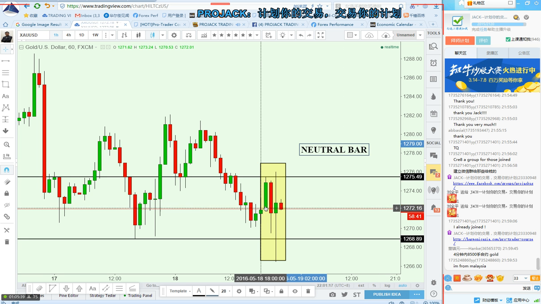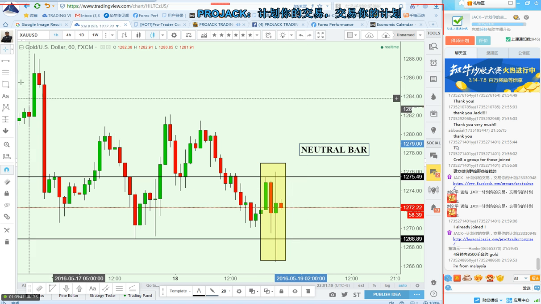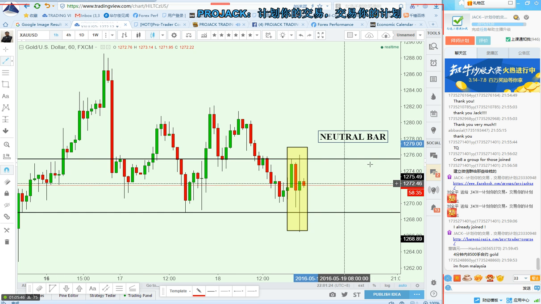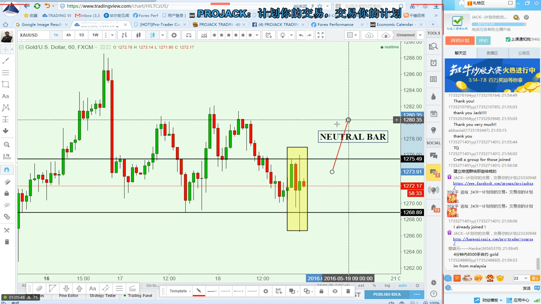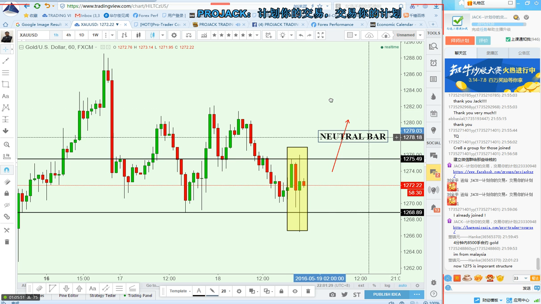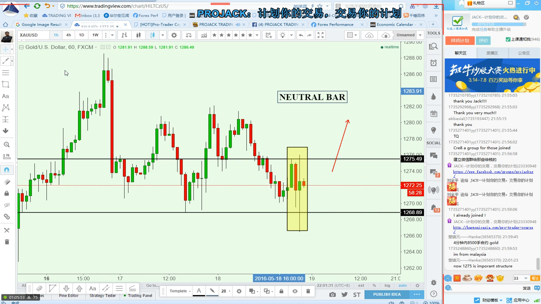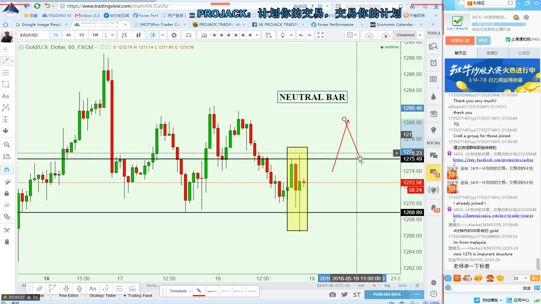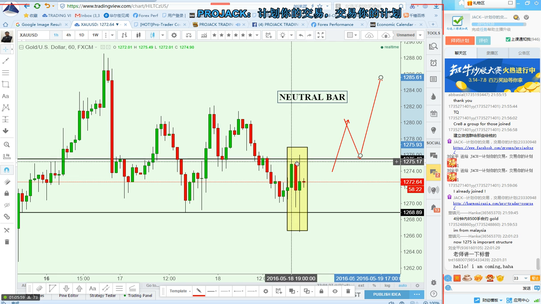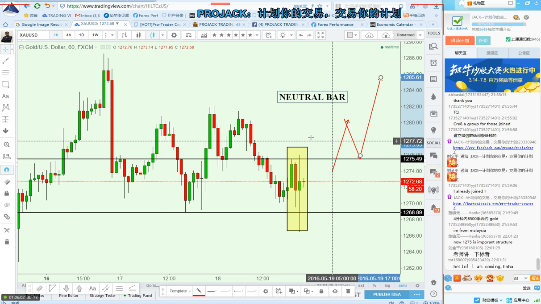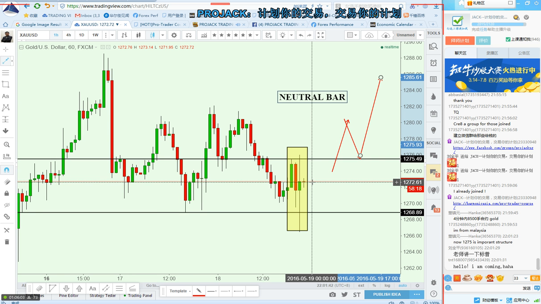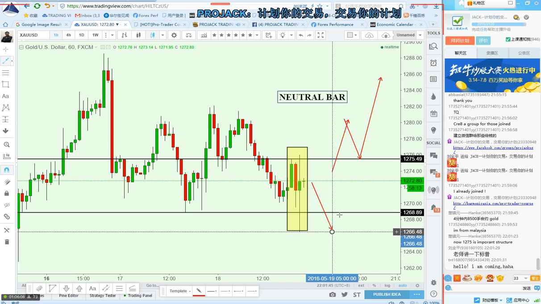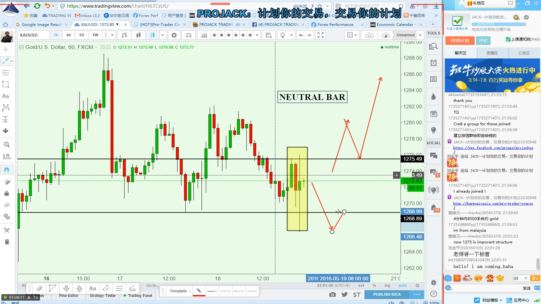There's no obvious direction for the gold, but since this bar is here, we can see that if the price goes up and really breaks out 1275, there may be a chance to buy, right? Because it already goes above the range. If the price comes down and breaks 1268.90 and it pulls back, you can sell, right?